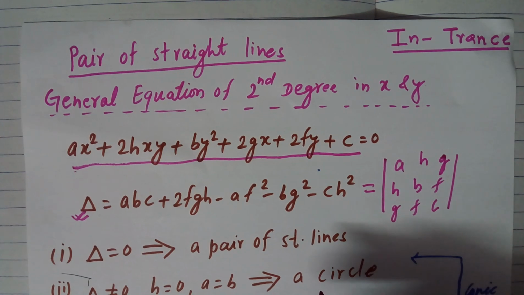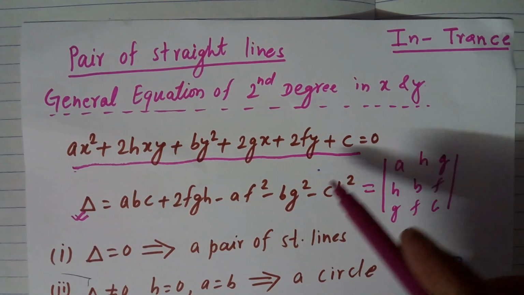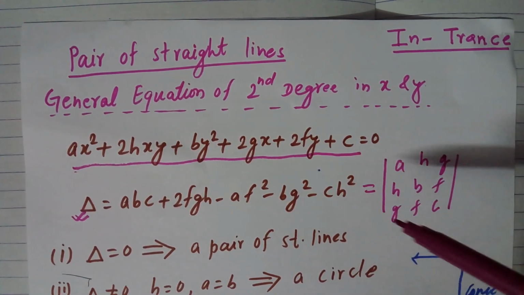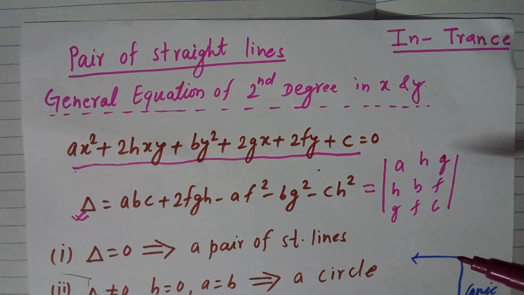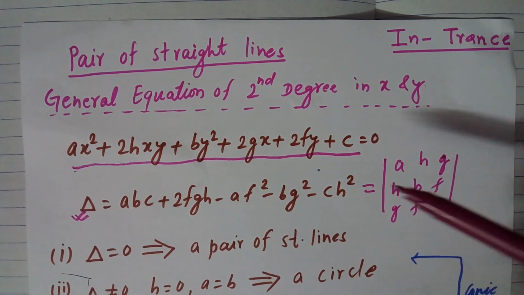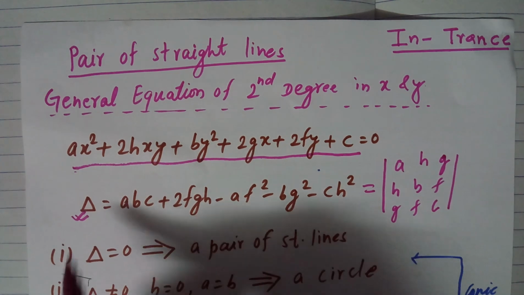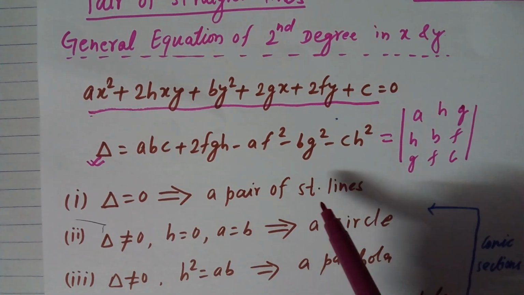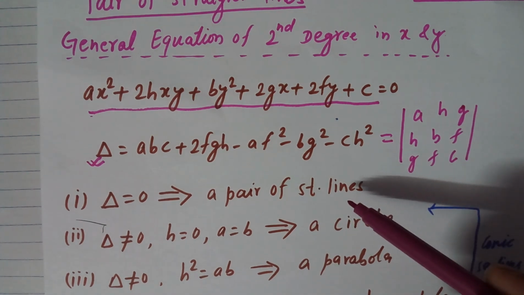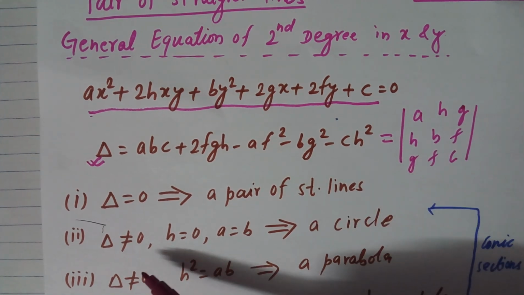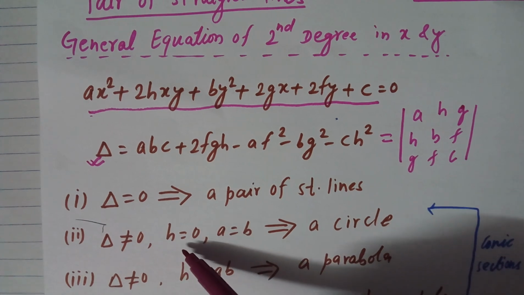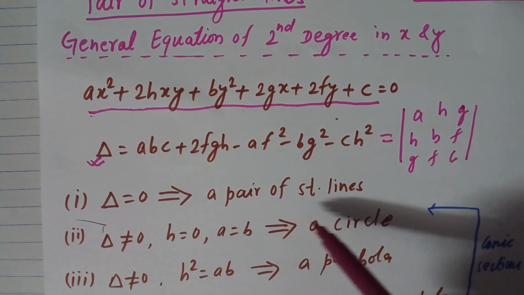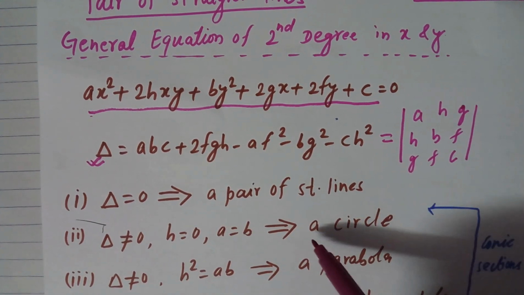Now let's see in what cases this general equation represents a straight line and in what cases some other conic sections. So if this delta quantity is equal to 0, it will represent a pair of straight lines. If delta is not equal to 0 and we have h equal to 0 and a equal to b, then that will be a circle.